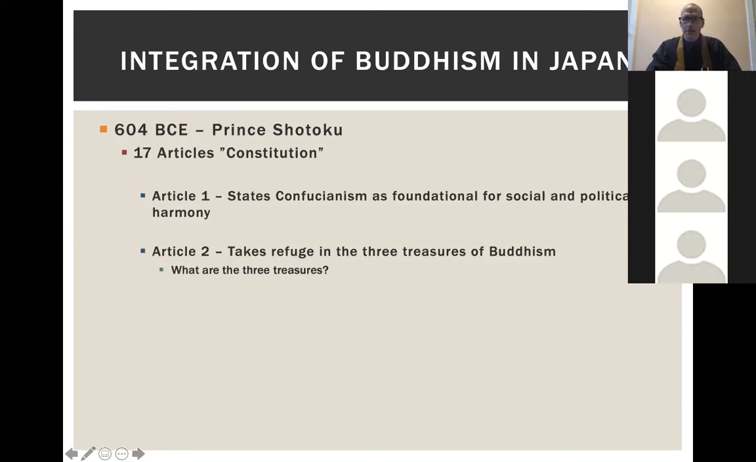So you also have this integration of Buddhism in Japan. In 604, you have Prince Shotoku. So that's one of the main guys who kind of begins this integration process. And the first article in his so-called 17 Articles Constitution is that Confucianism is foundational for social and political harmony. And the second article talks about taking refuge in the three treasures. Do you remember what the three treasures are?